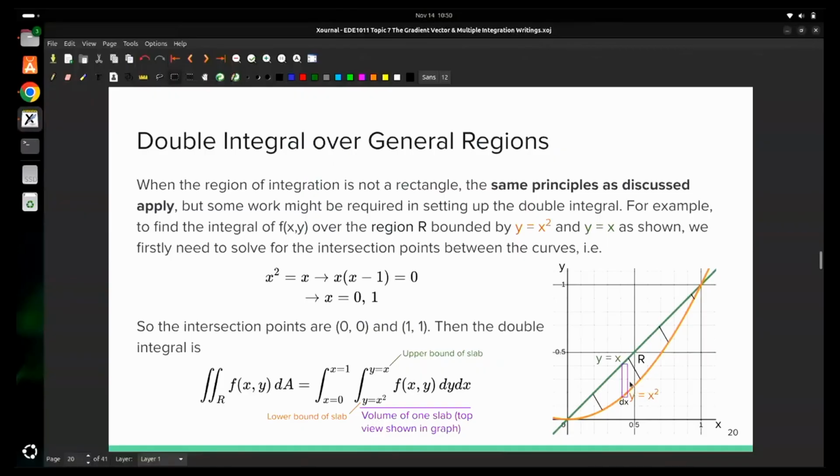Now let's say the region of integration is given by the region that is trapped between y equals x squared and y equals x. This is just an example. So this is a region R that is between y equals x squared and y equals x. Let me show you the 3D picture of how a volume like that might look like. Of course, this is just looking at the xy plane. You actually have a 3D volume.